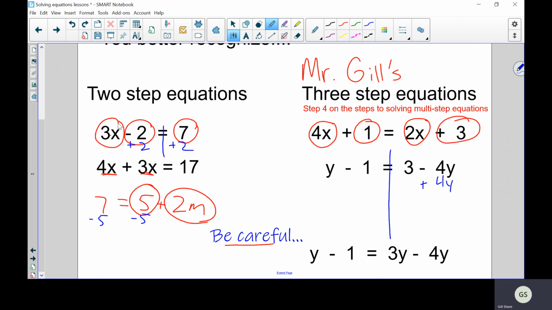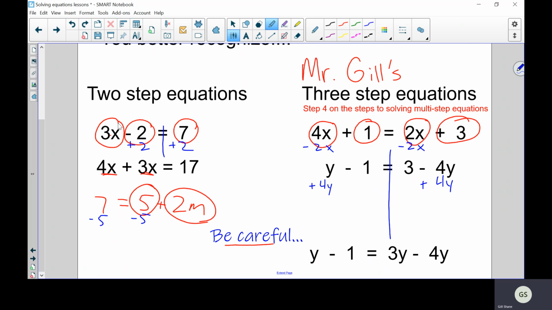That's when you're doing something underneath the equation. In the top one, we would do the opposite here, so subtract 2x. Then we got to subtract 2x over here, add 4y over here. That's the only time you ever do anything underneath an equation.